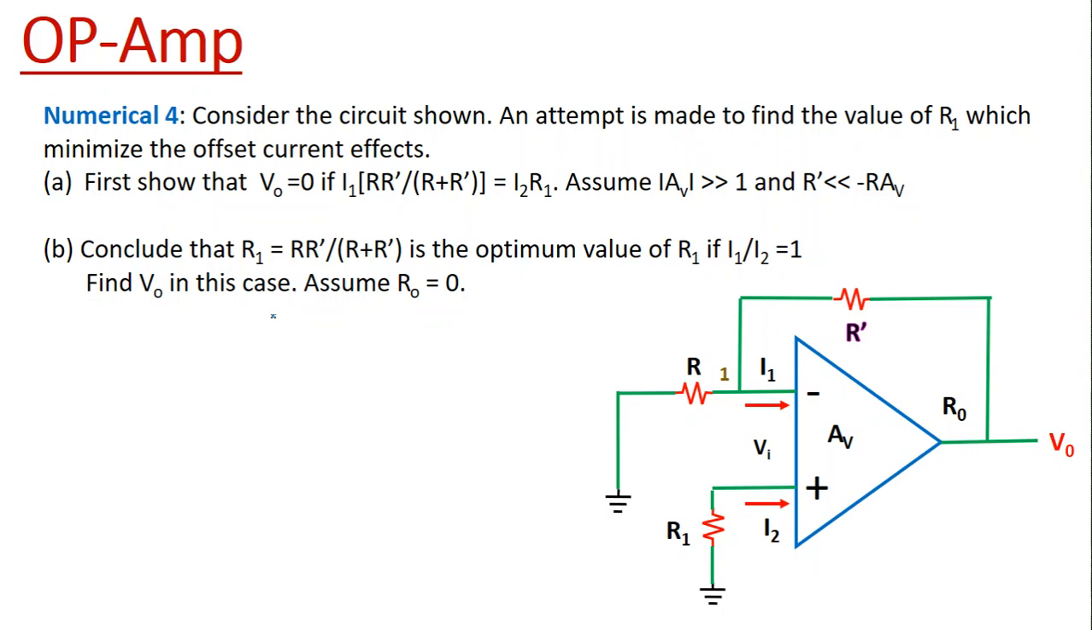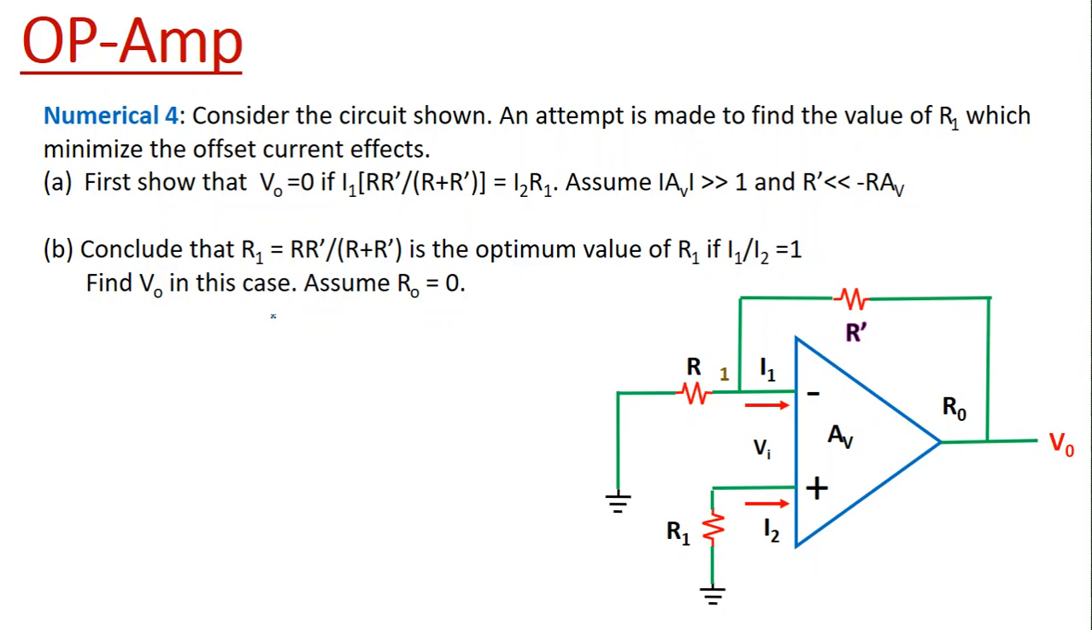So numerical number 4 is: consider the circuit shown. An attempt is made to find the value of R1 which minimizes the offset current effects. First we have to show that output voltage VO is equal to 0 if I1 times R dash divided by R plus R dash is equal to I2 R1, and we have to assume the magnitude of voltage gain AV is very much greater than 1 and R dash is very much smaller than minus R times AV.